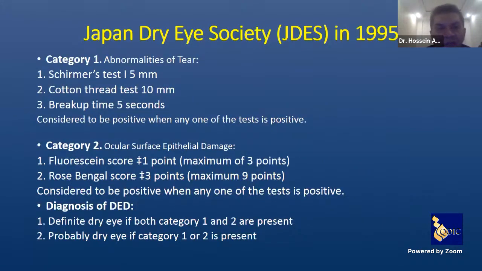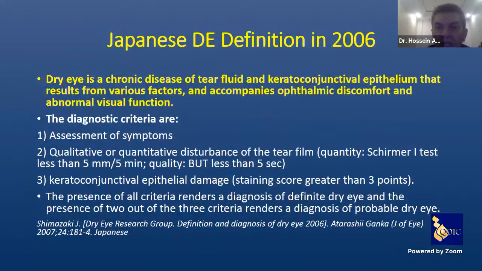The Japanese Society of Dry Eye also presented another definition in 1995, and again in 2006. Based on this definition, dry eye disease is a chronic disease of the tear fluid and keratoconjunctival epithelium that results from various factors and accompanies ophthalmic discomfort and abnormal visual function.